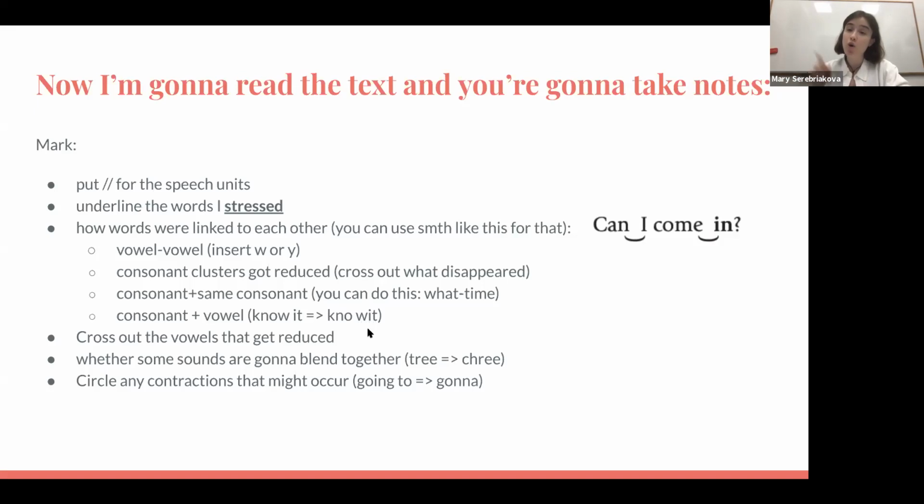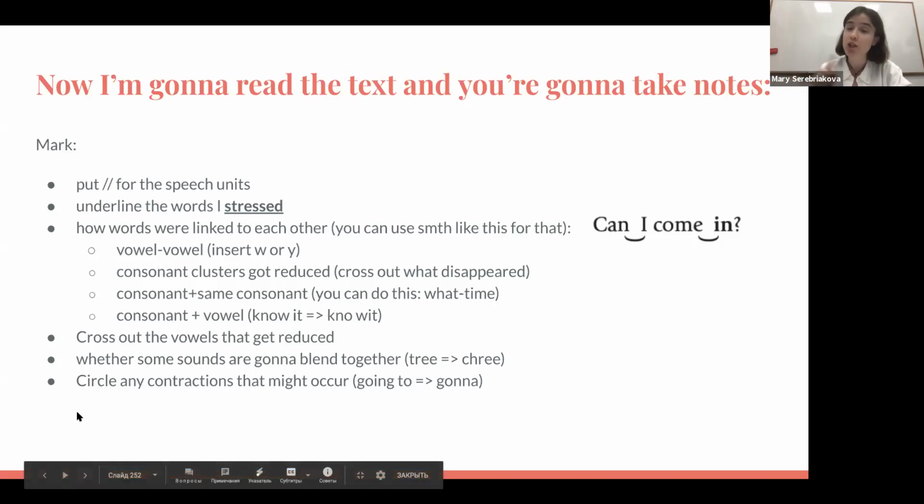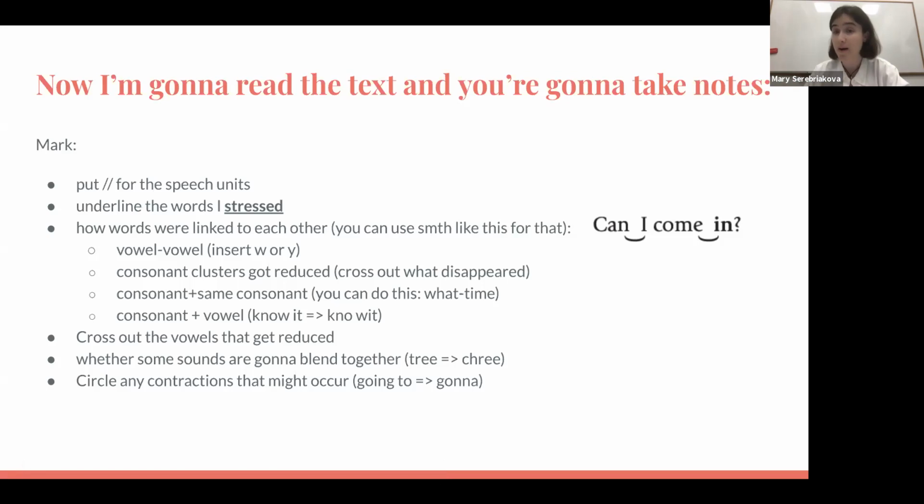I want you to cross out the vowels that got reduced to a schwa, for example, right? The ones that we're not going to pronounce very, very much, the ones we're not going to stress. I want you to think at least of stuff that got blended together. For example, tree became a tree. And I want you to circle any contractions that might occur. For example, going to can become gonna in fast speech, okay? So I want you to notice everything you can, okay?